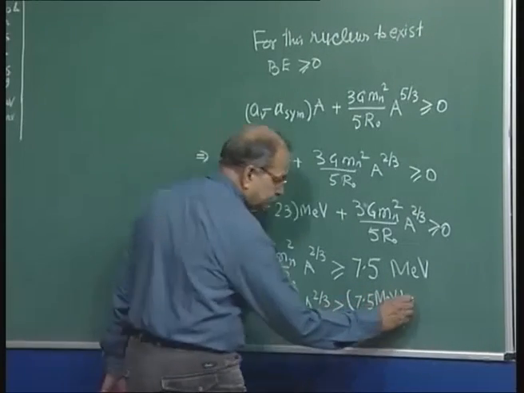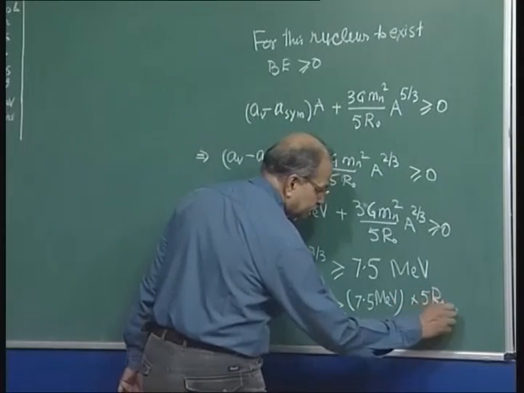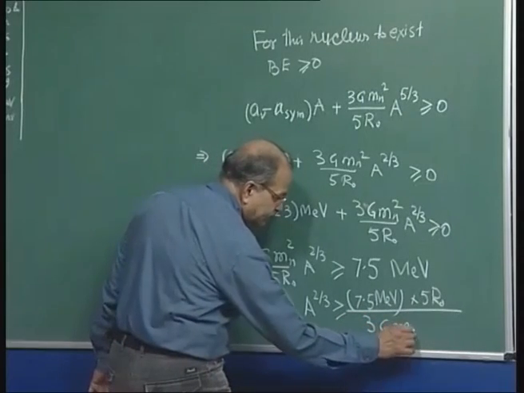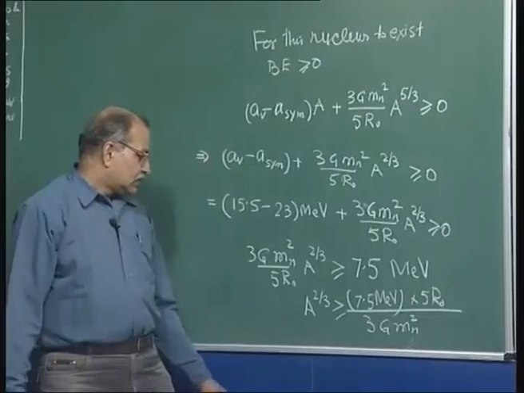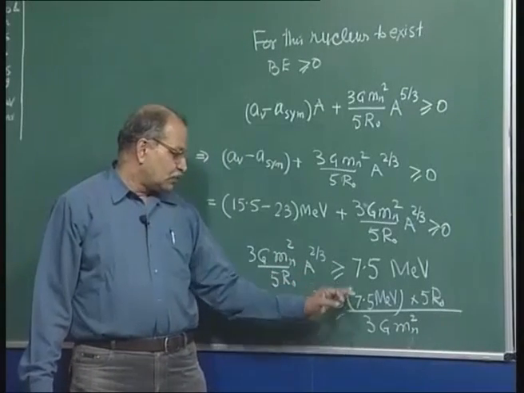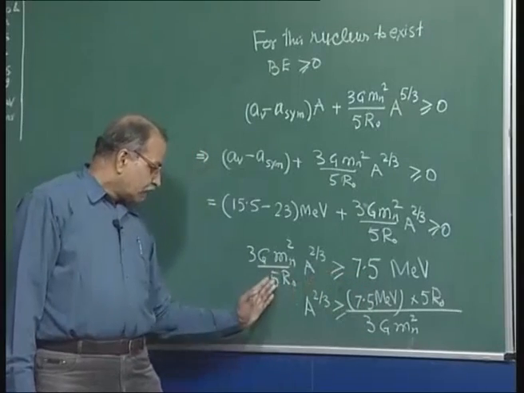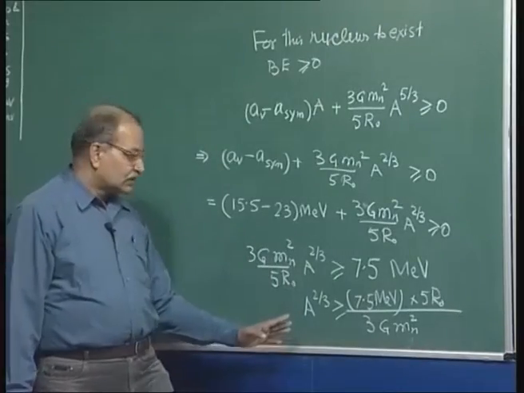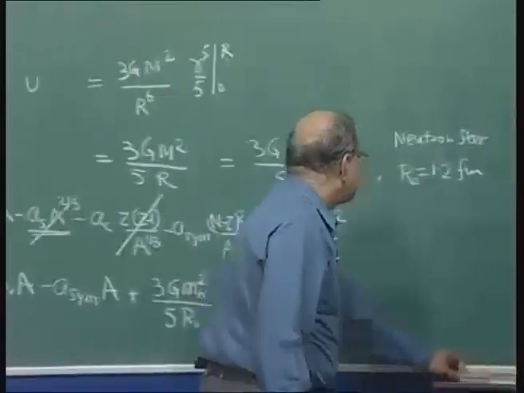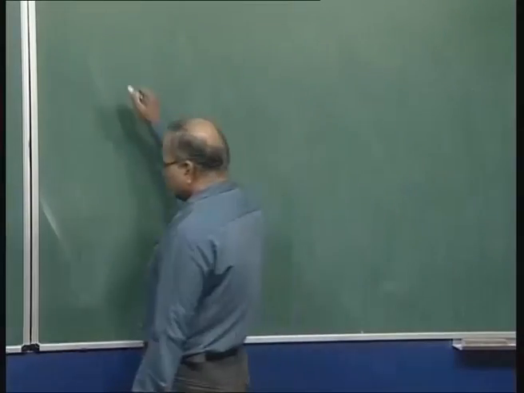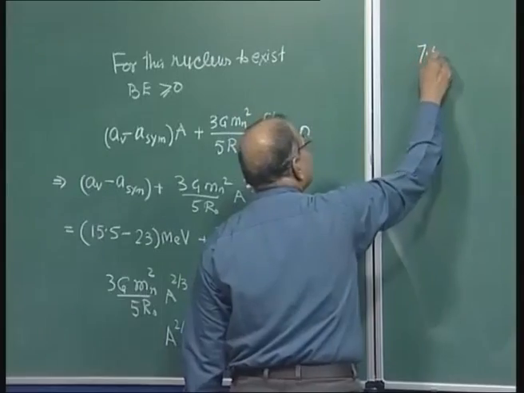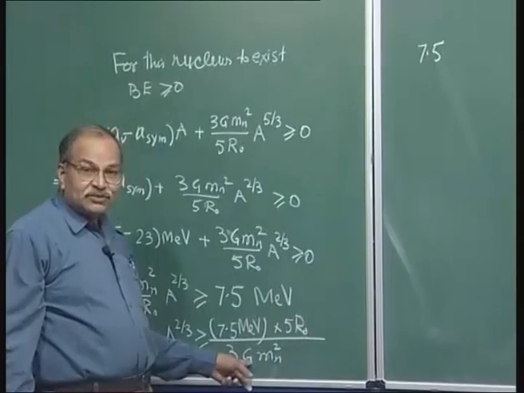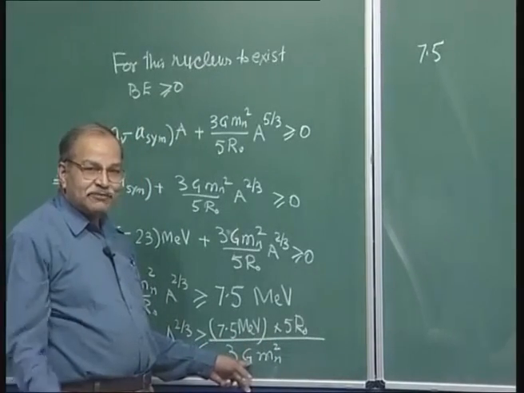times 5 r naught divided by 3 G m n square, right. A 2 by 3 should be greater than or equal to 7.5 MeV multiplied by 5 r naught and divided by 3 G m n square. Now, let me put in more numbers. Let me do everything in SI units. We have to put this capital G, which I know in SI units better. So, let us do everything in SI units.